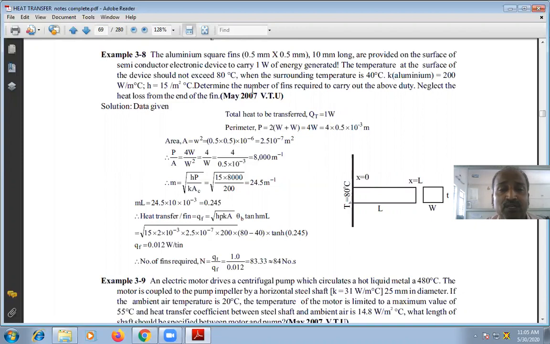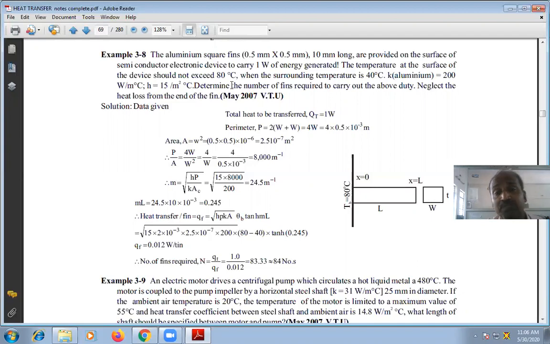And it is provided for the electronic device. The electronic device may get heated, and it will generate 1 watt of energy that we have to release to the environment. Otherwise, the electronic device will shoot up to a high temperature, and it may disintegrate. The temperature of the surface of the device should not exceed 80 degrees centigrade, because that is the limit. If it goes beyond 80 degrees centigrade, then it is disastrous.